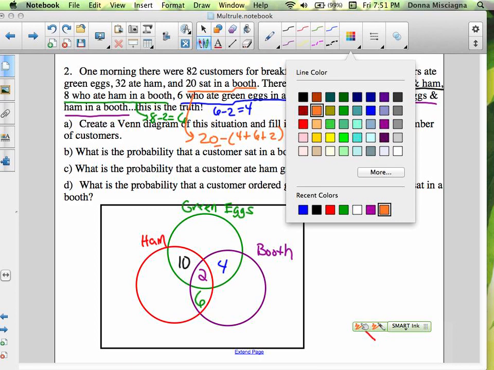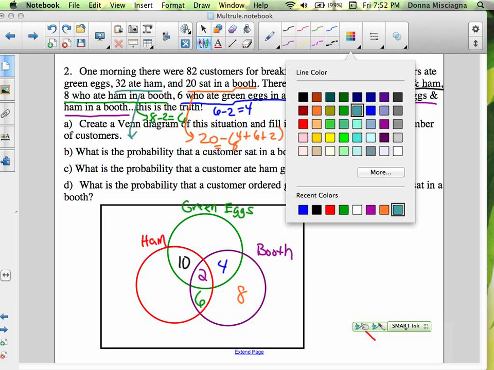So now we need to look for the ham. We'll do the ham next, because as I look across, I see ham. And the lovely teal. All right, so we have 32 that ate ham.